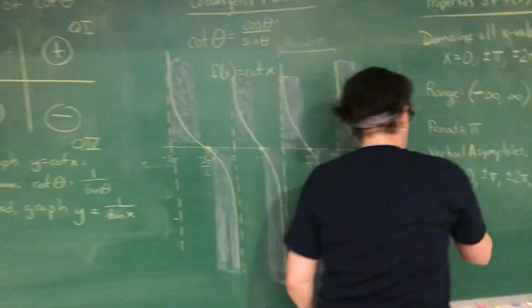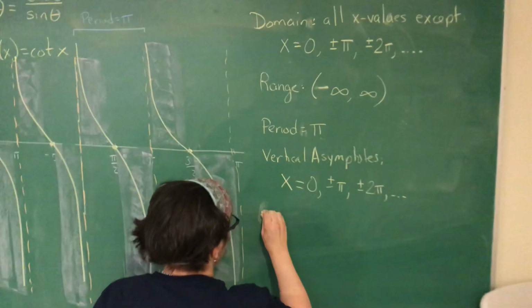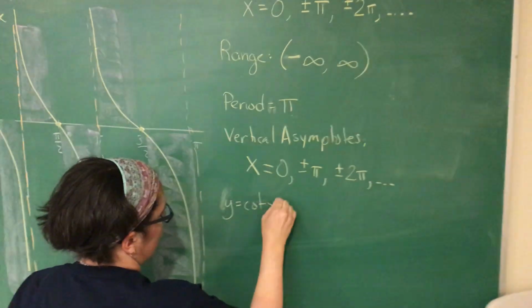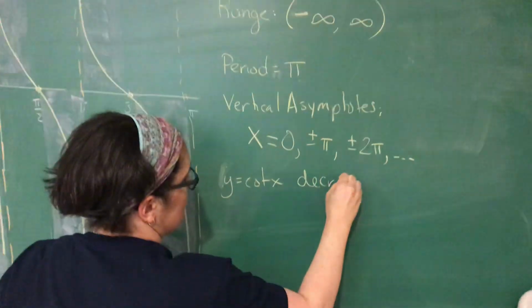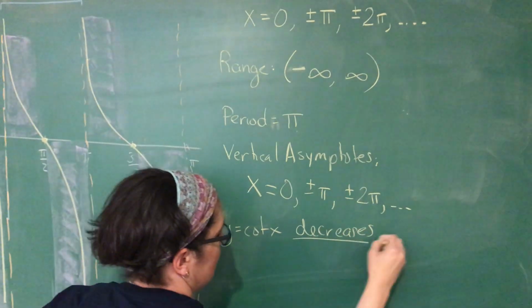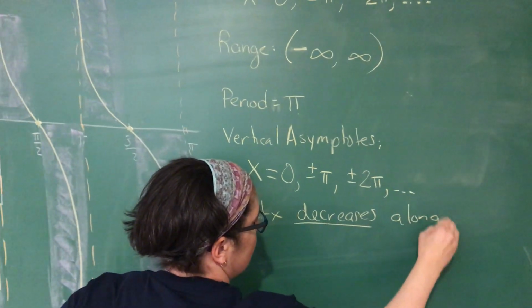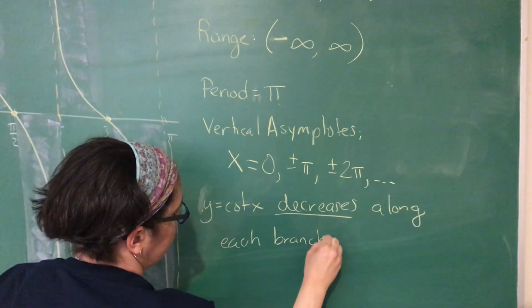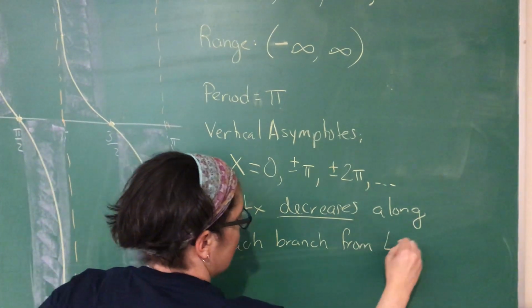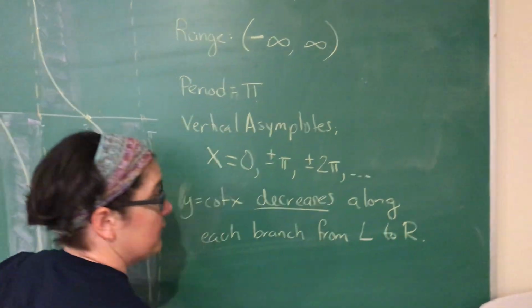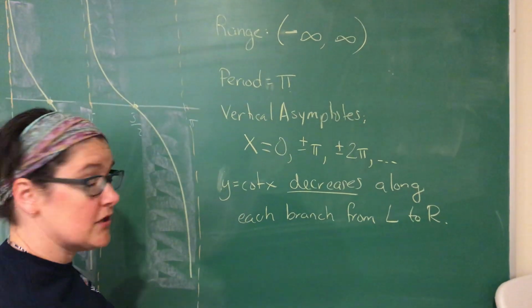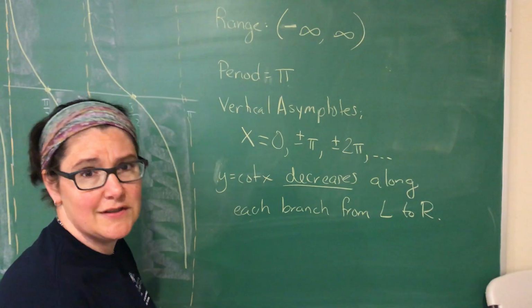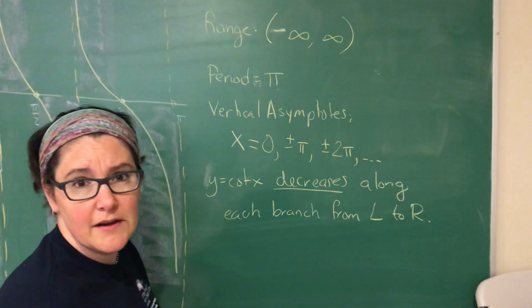So y equals cotangent of x decreases along each branch from left to right. The tangent function increases, the cotangent function decreases. All right, that's all for now.